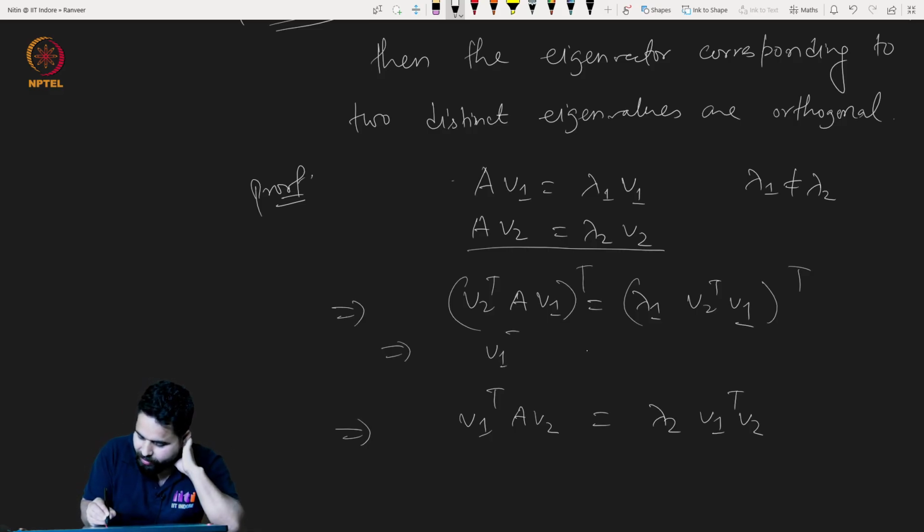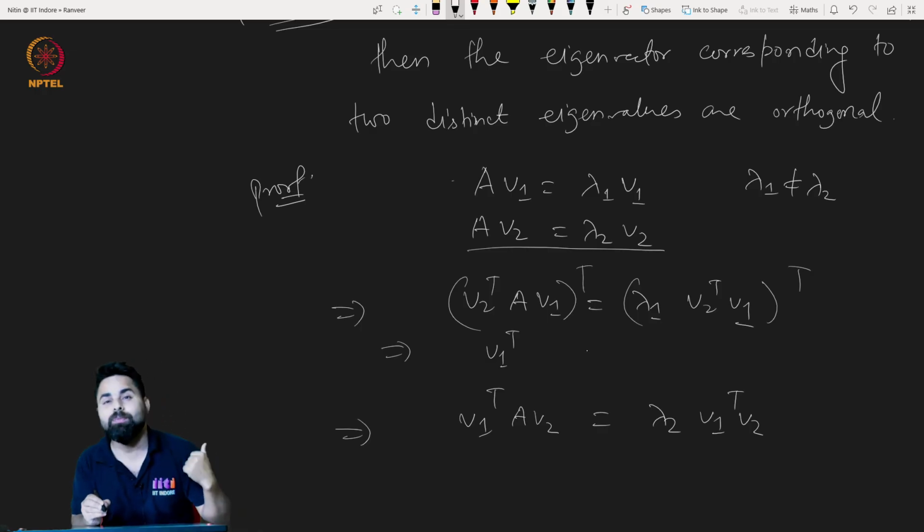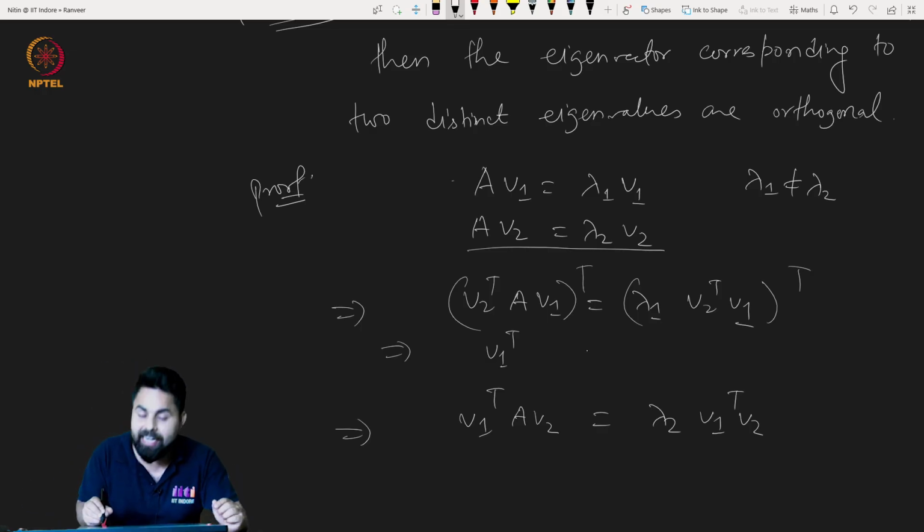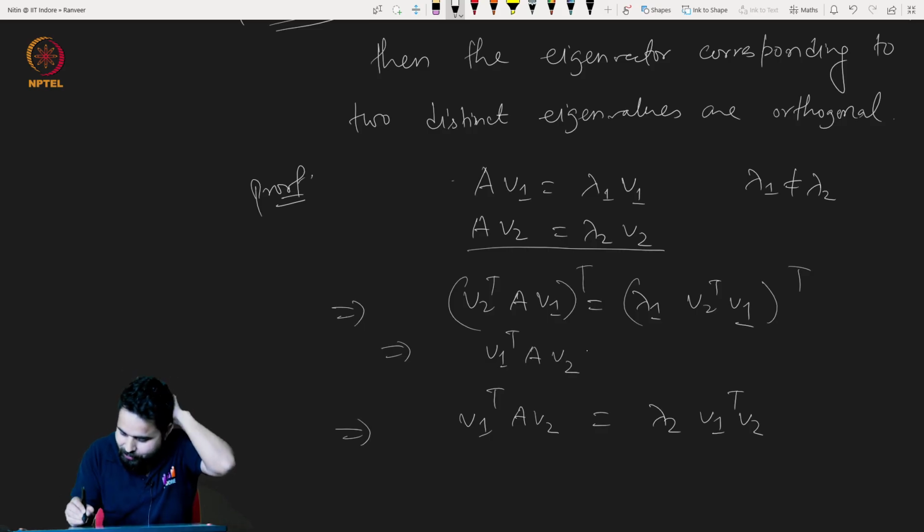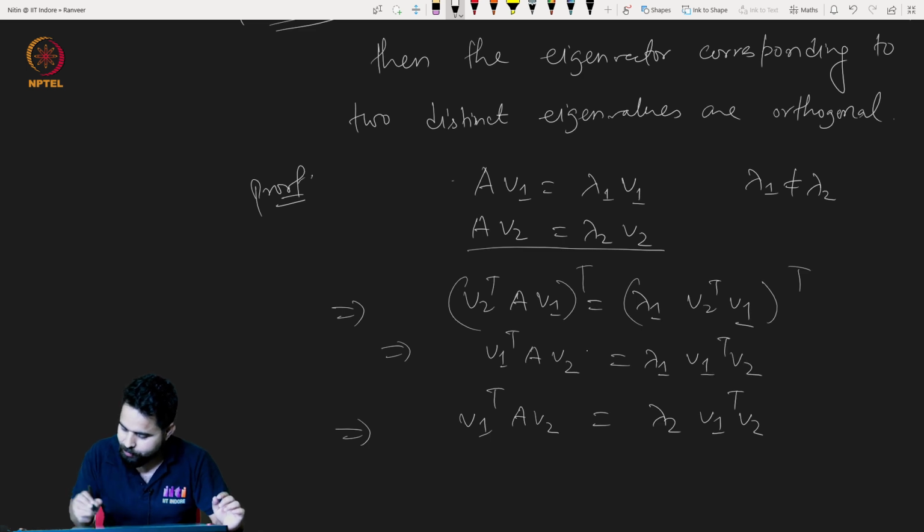So v1 transpose, then A transpose, but A transpose is equal to A, right? A transpose is equal to A because the matrix is symmetric. So this is equal to v2 times lambda 1 v1 transpose v2.